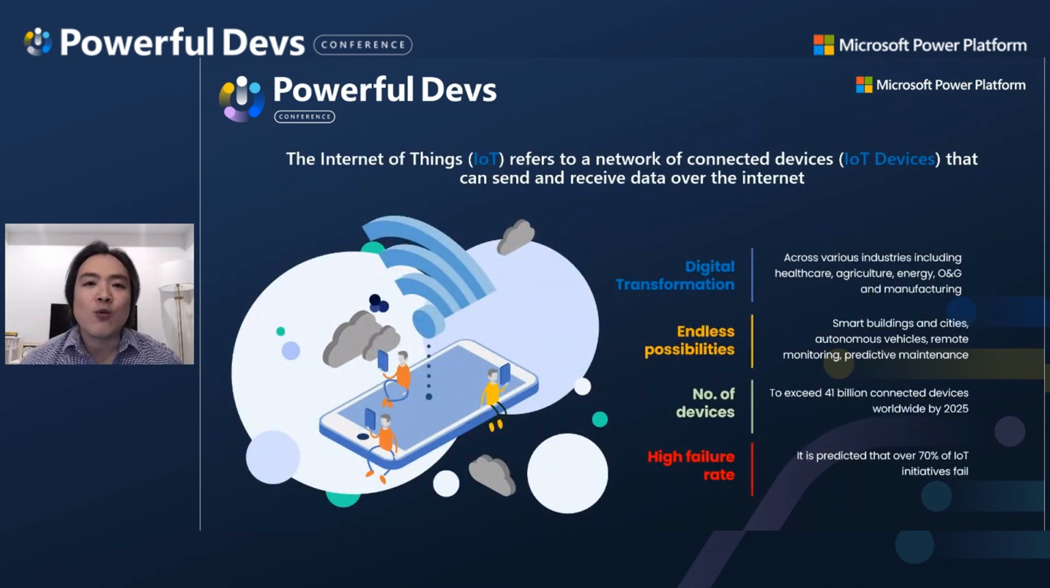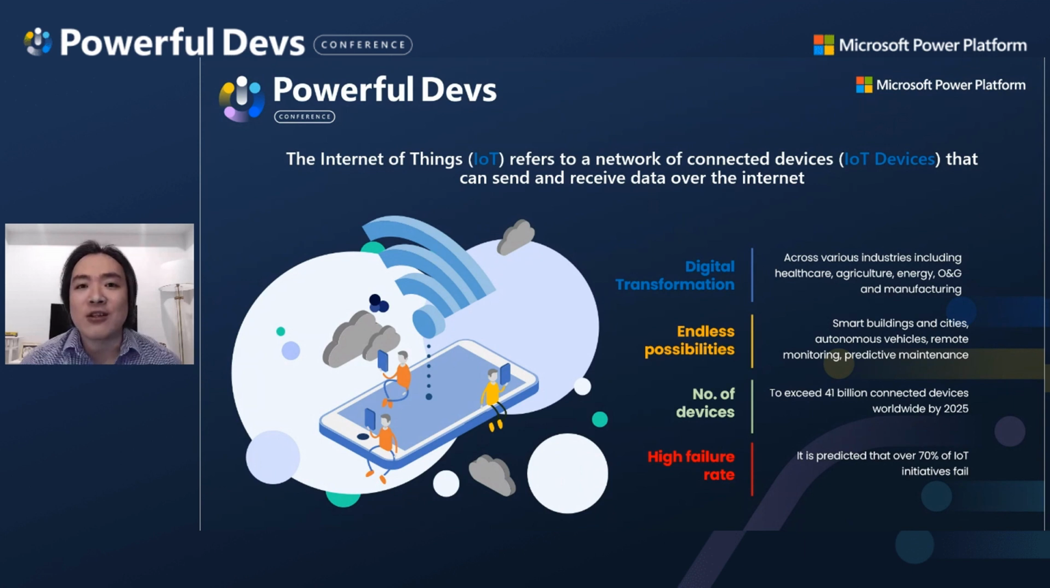So firstly, what is IoT? IoT, or the Internet of Things, refers to a network of connected devices that can send and receive data over the internet. So imagine being able to connect and interface with everyday physical devices and take data from these devices into the digital space, where you can then store, analyze, and transform them into actionable insights.